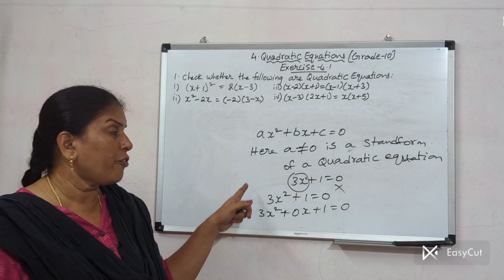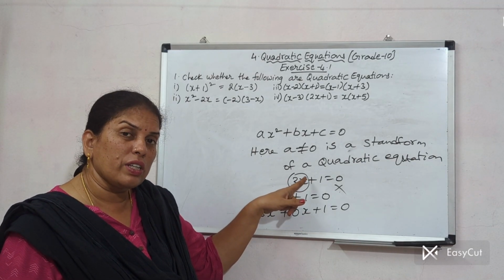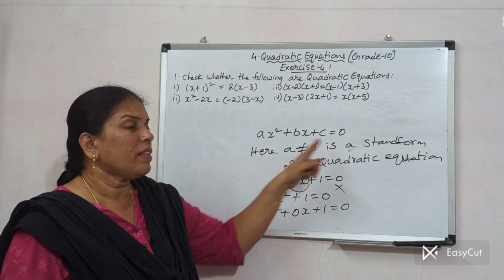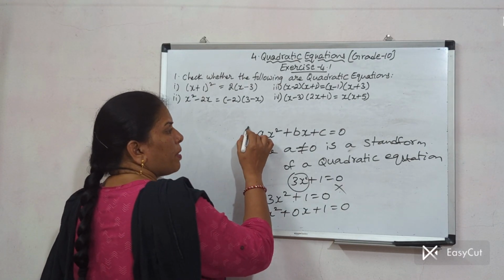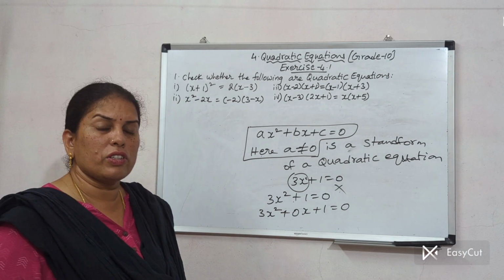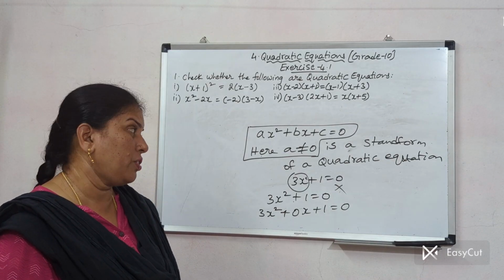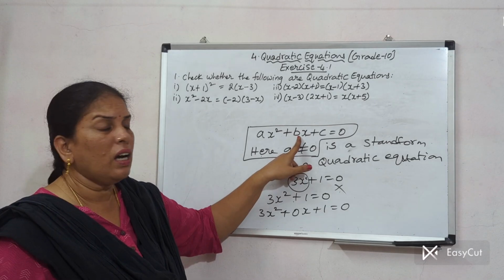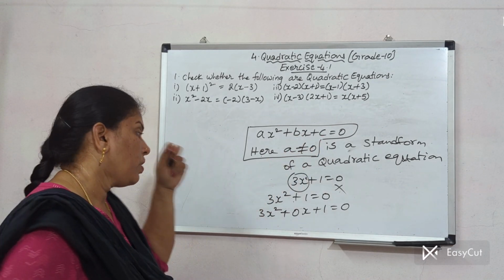What is the condition if it is a quadratic equation? If the coefficient of x square, a, is not equal to 0, then that is called a quadratic equation. All of you understood? This you must remember. Must and should. Very important. Quadratic equation, standard form: ax square plus bx plus c equal to 0. a is called the coefficient of x square. Here b is the coefficient of x. c is the constant term. All of you understood? Okay.